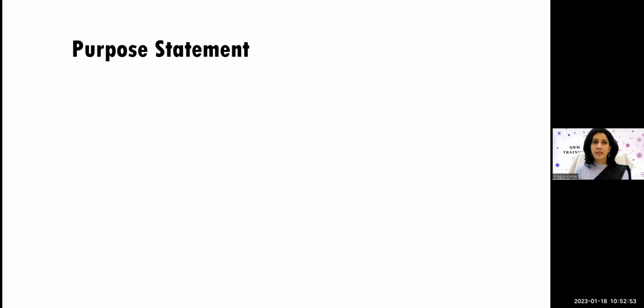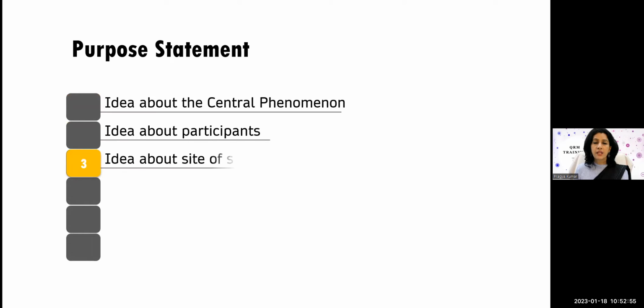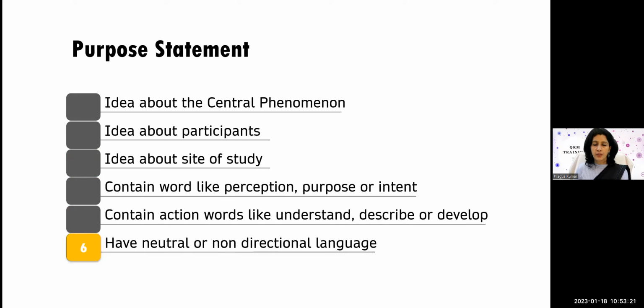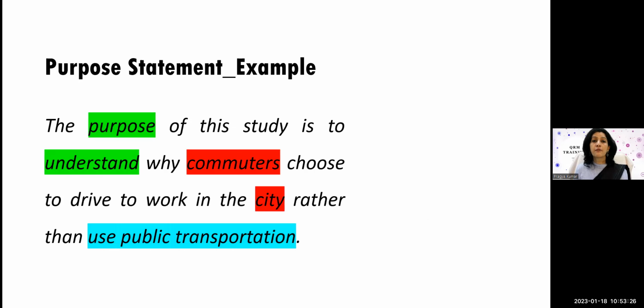Then coming to the purpose statement. A purpose statement should have the central phenomena. The central phenomena is the core idea of your research. It should mention the research participants and research site. It should have words like understand. And because it is a purpose statement, you will write the purpose of this study, so that word purpose should also be there. It should have non-directional language, and it should also have the definition of that central phenomena.